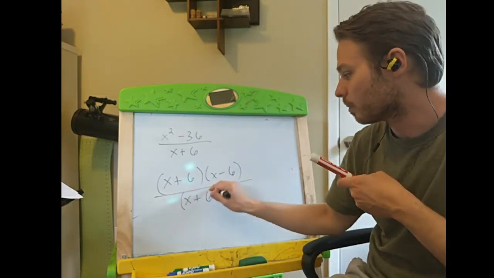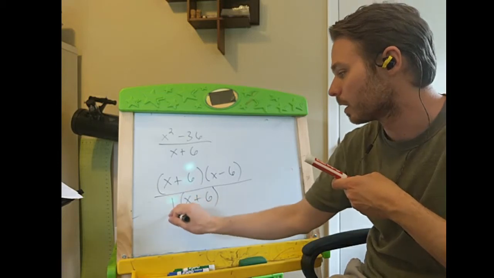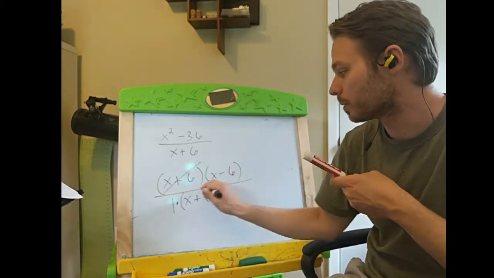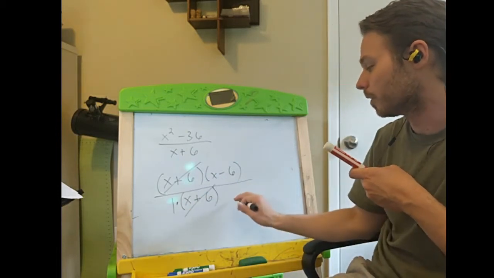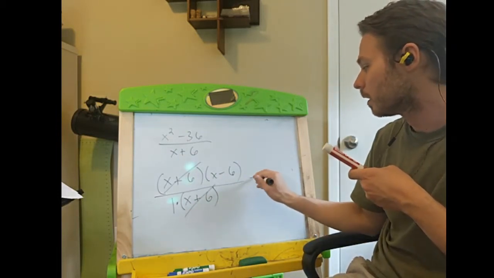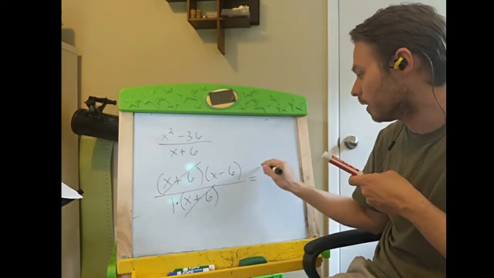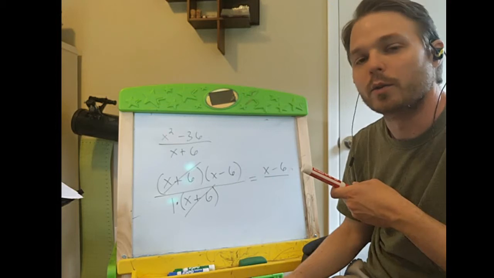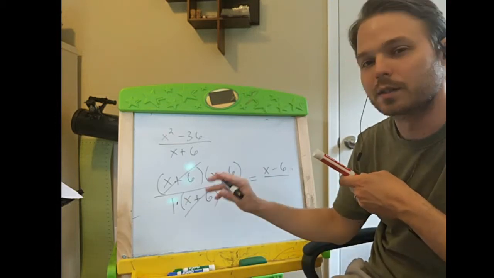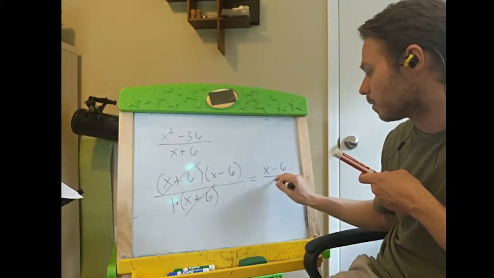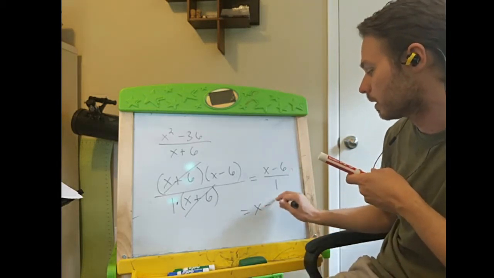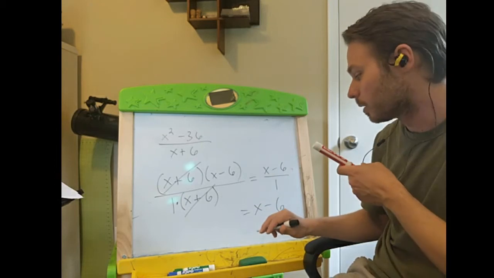And again, I could think about this as 1 times x plus 6. And then this x plus 6 and this x plus 6 will divide to 1. The reason I like to think about there being a 1 down here is because a lot of times students will do funny things. Sometimes they'll think it's a 0 or something like that. So it's just good to remember that that's just going to be a 1 left over. So then you get x minus 6 divided by 1. That's just x minus 6.